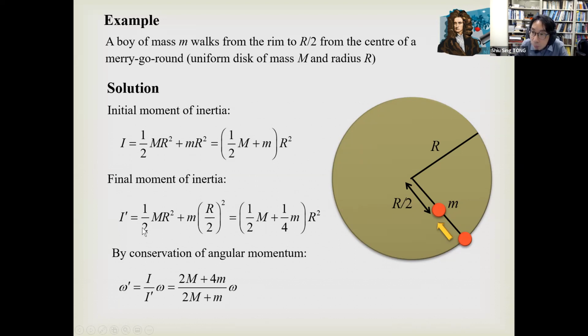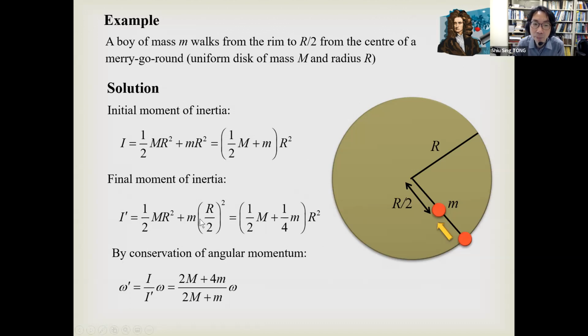And how about the final moment of inertia? The moment of inertia of this doesn't change. It still remains the same. The change in moment of inertia is due to the buoy. The buoy is now closer to the center. So its new moment of inertia is small m, r over 2 squared, where r over 2 is the final distance from the center of the merry-go-round.